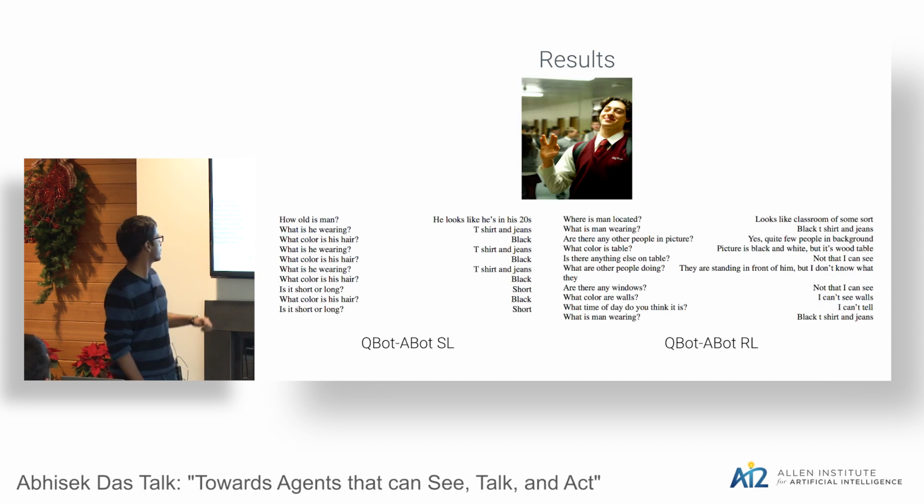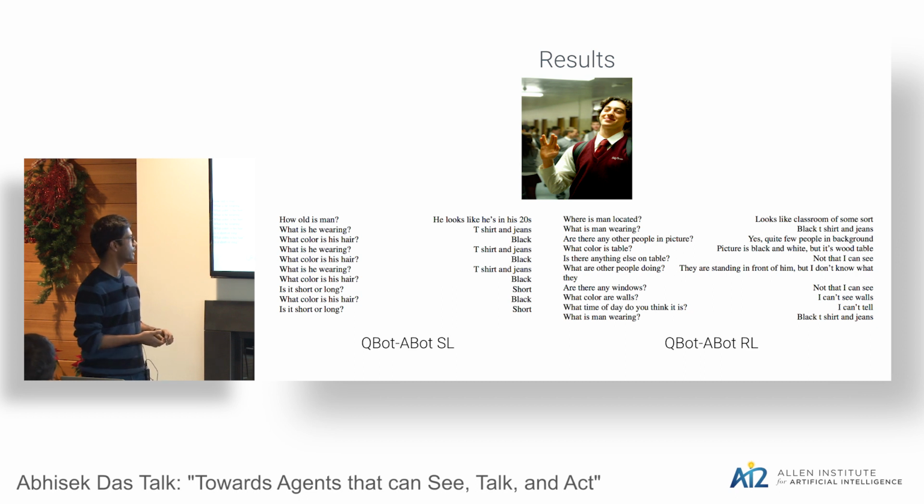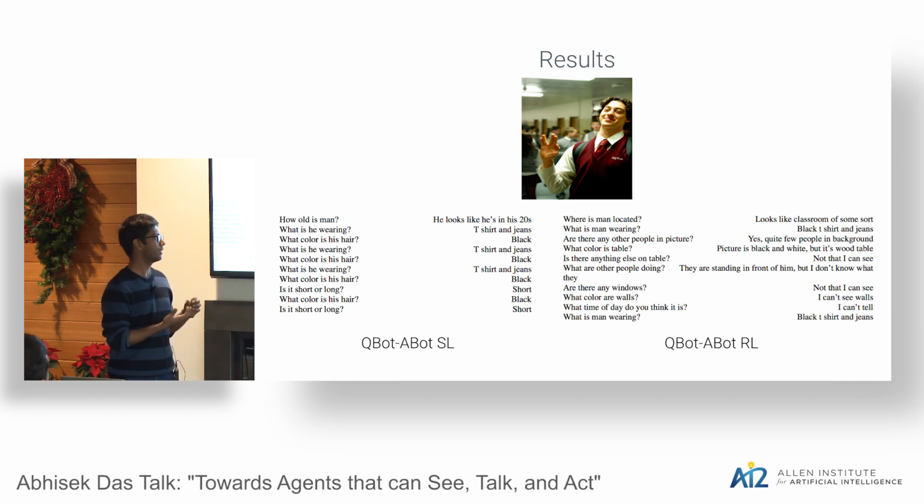Here's another example. So again, how old is man? He looks like he's in his 20s. What's he wearing? T-shirt and jeans. What color is his hair? Black. And that sort of repeats for a few time steps. Whereas on the right, where is man located? Looks like classroom of some sort. What is man wearing? Black T-shirt and jeans. Which is obviously wrong, but at least it's trying to give out more information than just saying I can't tell. Are there any other people in picture? Yes, quite a few people in background.